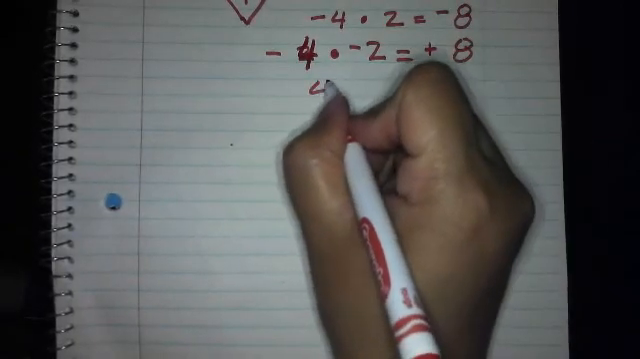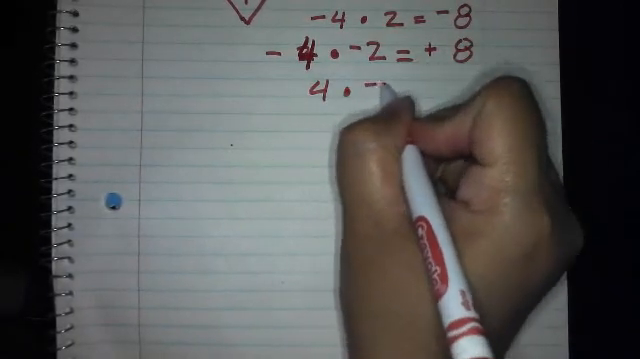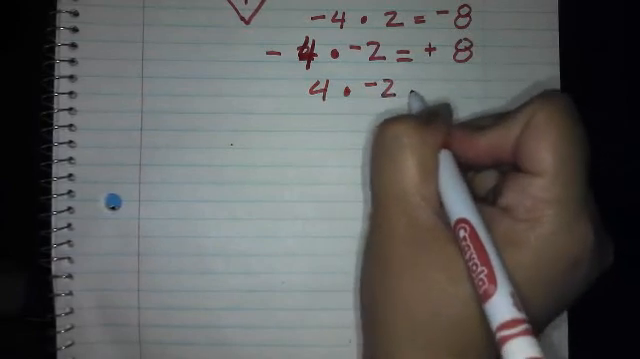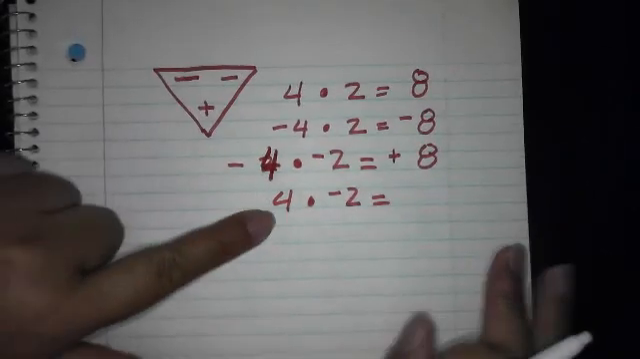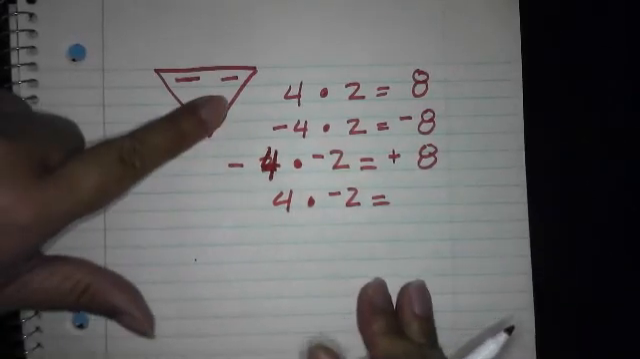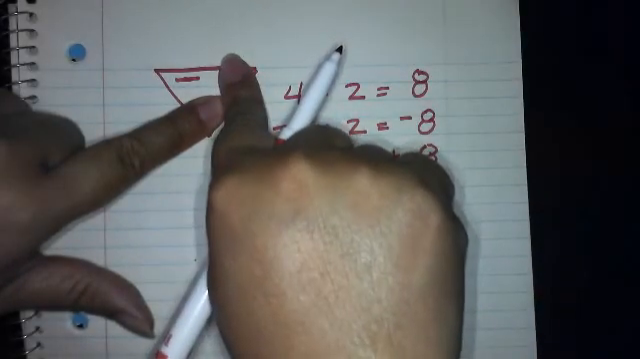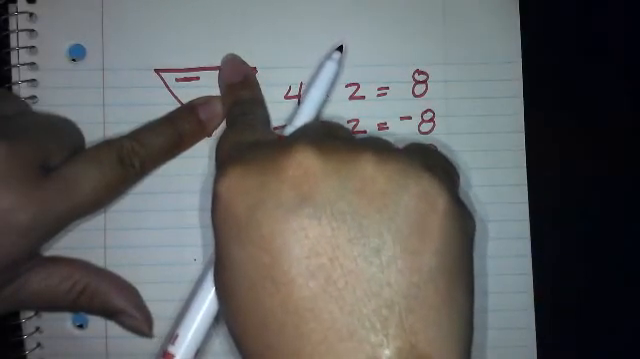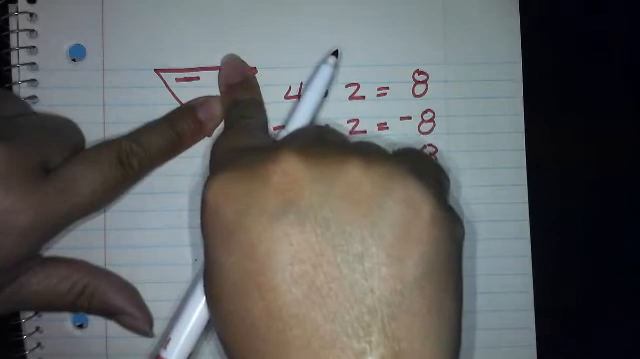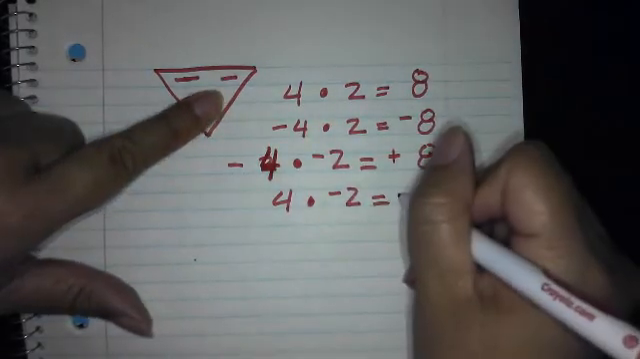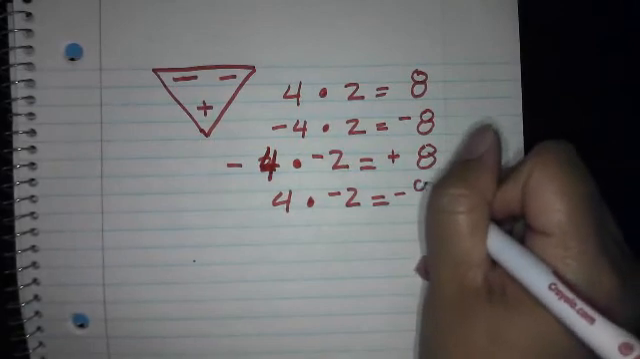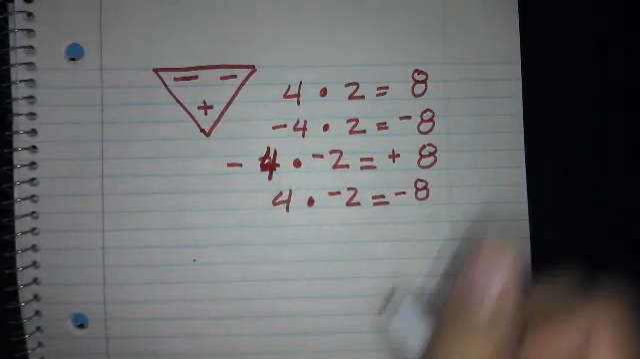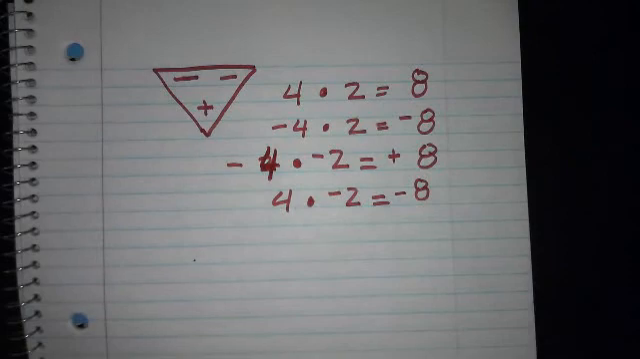What if you have 4 times negative 2? Once again, 4 is positive, cover up a positive. 2 is negative, cover up a negative. We have left a negative, so the answer is going to be a negative. 4 times 2 is 8, so your product is negative 8.